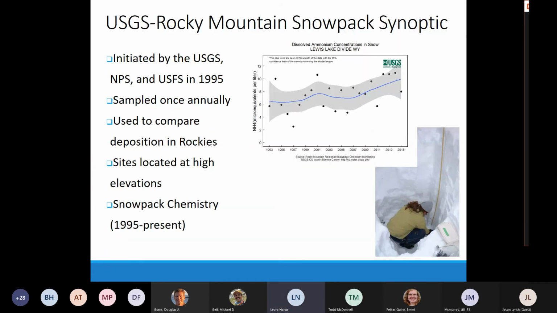So the USGS Rocky Mountain Snowpack Synoptic was initiated by the USGS, the National Park Service, and the Forest Service in the mid-90s to complement NADP at high elevations. These samples are collected once annually, and they're useful for comparing deposition across the Rockies. And snowpack chemistry data is available from 95 to present day. And this plot shows increasing ammonium in snowpack at Lewis Lake Divide in the GYA. So it's consistent with what we see at the Yellowstone NADP site.